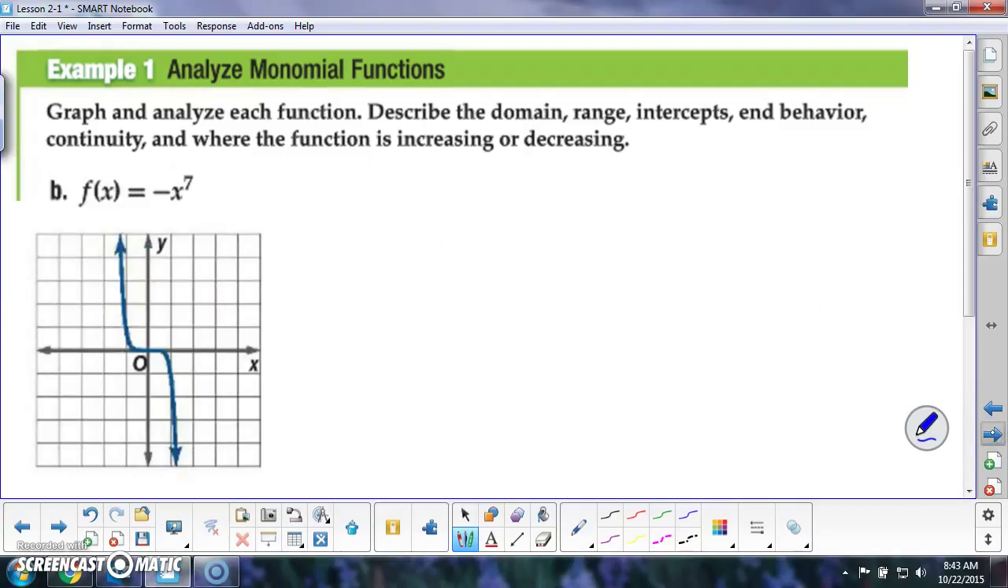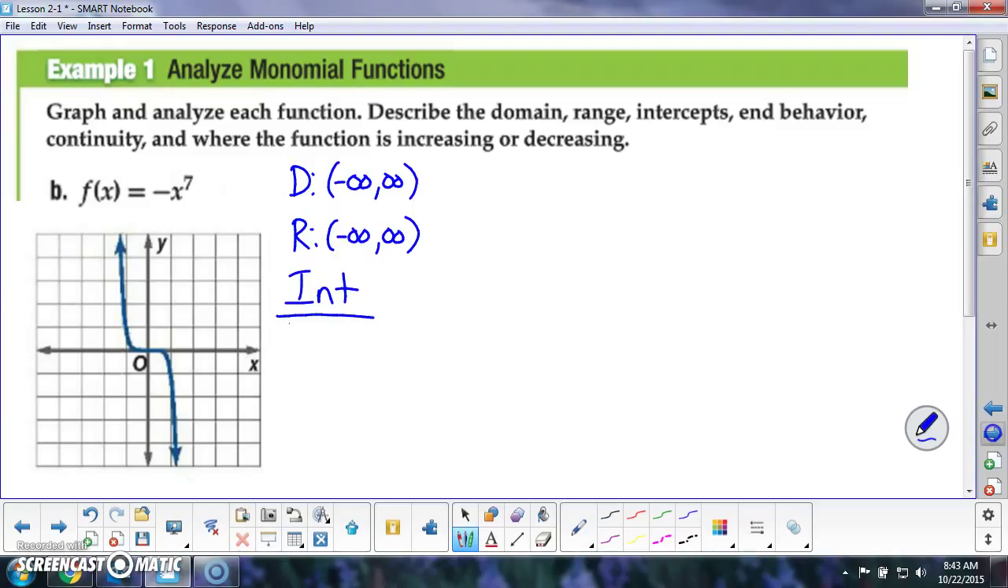The next one they give us has a negative lead coefficient because there's a negative 1 in front of that x to the 7th. And if the exponent is odd, it's going to be a disco guy. So talking about the characteristics, we got the domain, all real numbers. The range is also all real numbers. Intercepts, we've got an x and y intercept at 0.